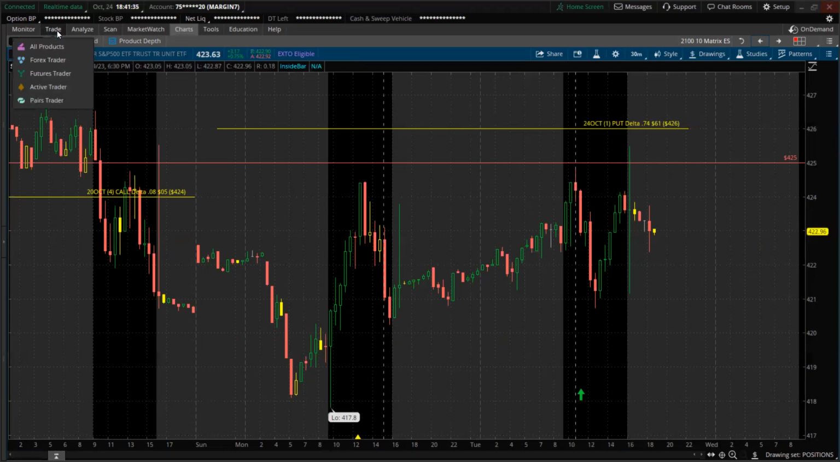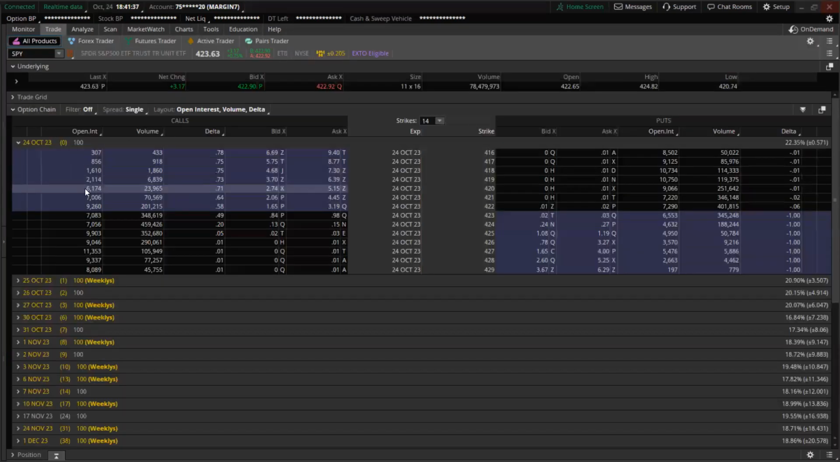Go to the trade tab, the option chain, because this financial instrument has options. And this financial instrument being SPY, the S&P 500 stock ETF, has options that expire every day. It's a beautiful thing. Not all stocks have options that expire every day.